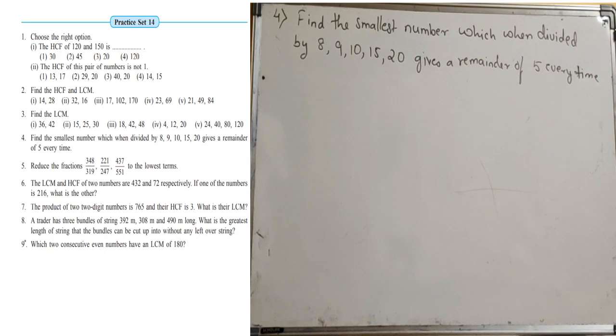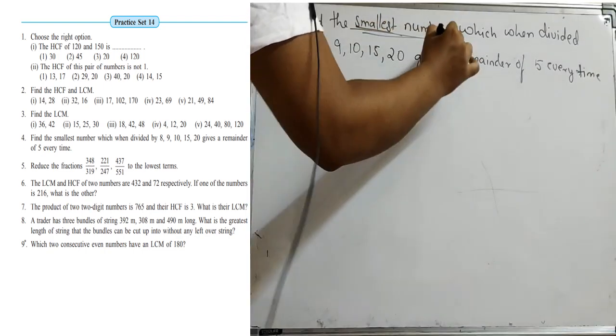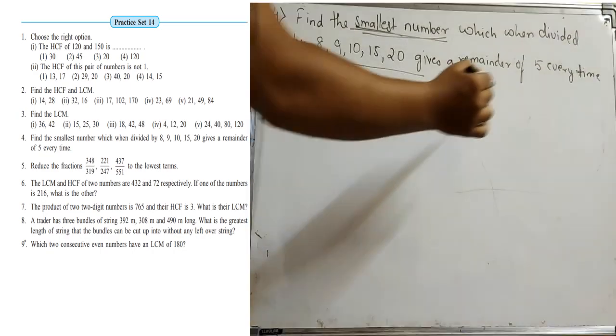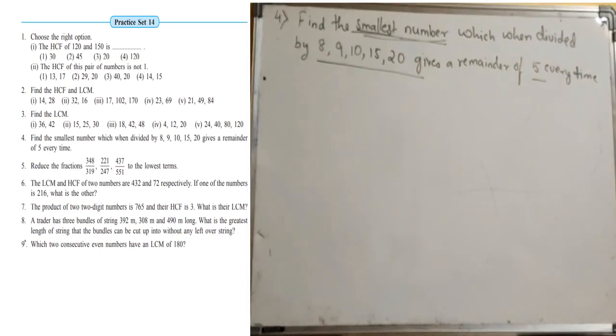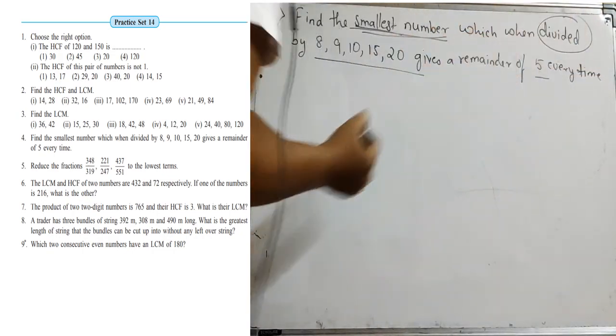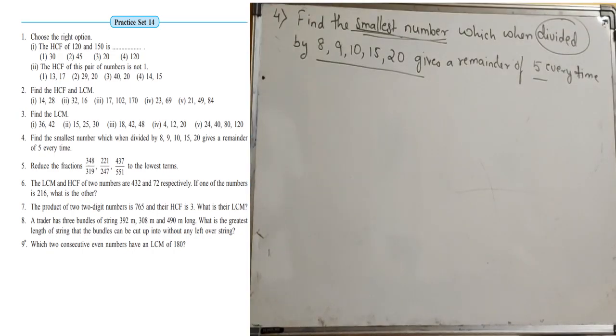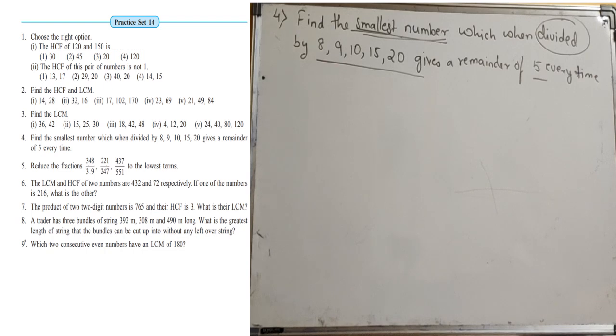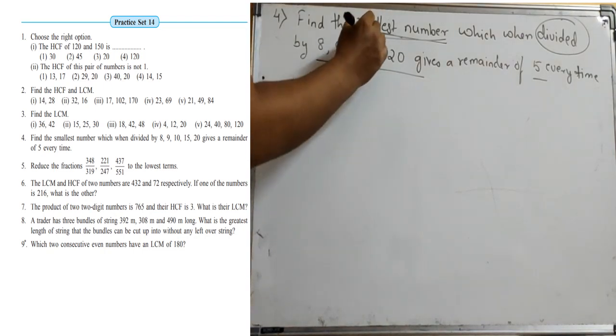Now what are we supposed to do? We have to find the smallest number which when divided by these gives a remainder of 5 every time. Which means we have to find a number such that when we divide that number by any of these numbers, the remainder which you get should be 5 every time.